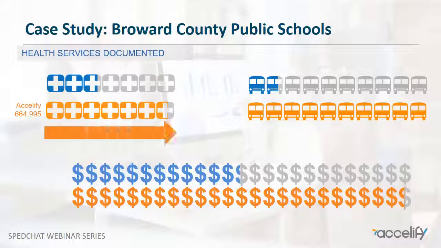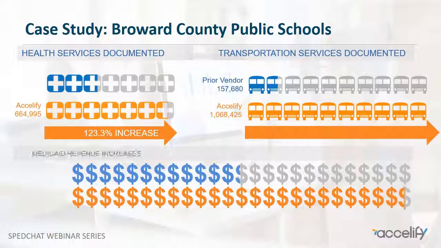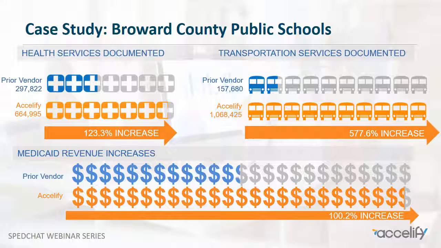Now let's look at Broward County Public Schools. With their prior vendor, they documented about 300,000 services, but moving to Excelify, they were able to double that documentation just with additional monitoring and oversight and the ease of access in our system. And then same thing with transportation. Using our scanning forms, they were able to increase their form documentation for logs from about 150,000 to over 1 million. And this led to a 100% Medicaid revenue increase, which definitely benefited the district and their special education department.